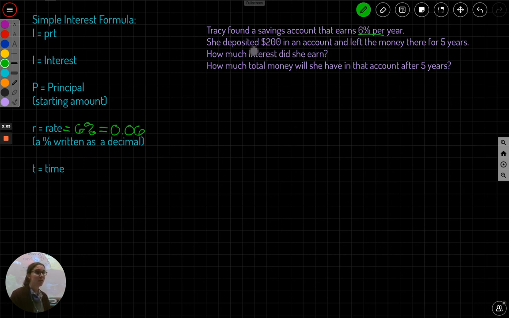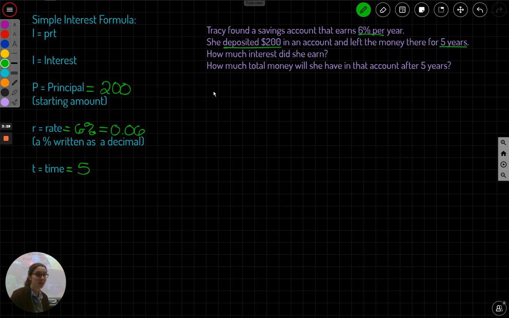Now, she deposited $200 in an account. Deposited means she put it in the bank. Okay? That's her starting amount, how much she put in the bank to start with. That is going to be our principal, equals 200. And she left it there for 5 years. 5 years is how long? The time. 5. We don't have to put years here. It's fine. So now, what we need to do is multiply this all together.